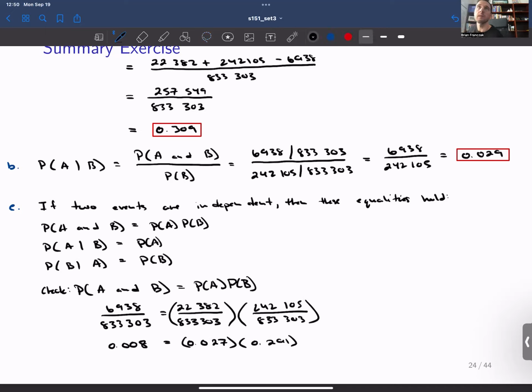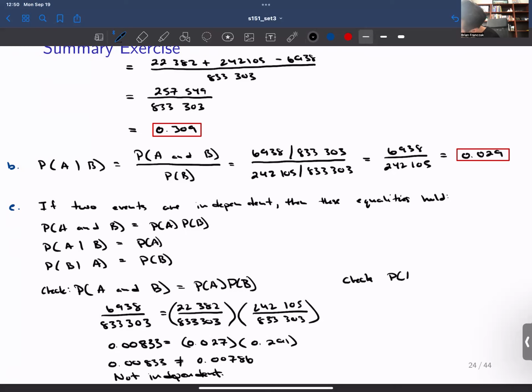So this is going to be 0.00833. Okay, and then 0.00833 does not equal 0.00786. So it is pretty close. Okay. So because the left side does not equal the right side, this means that they are not independent. Okay, and then we have to check in two ways.